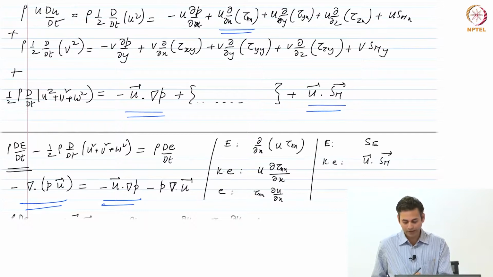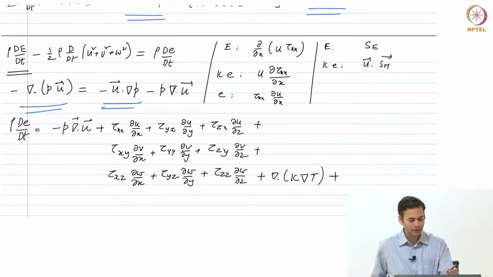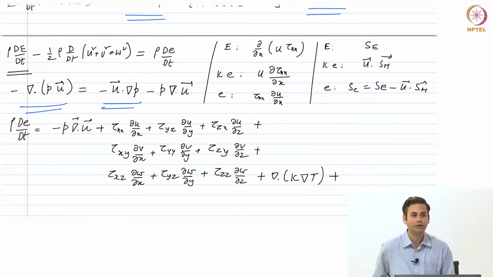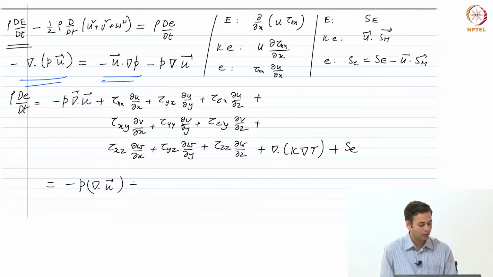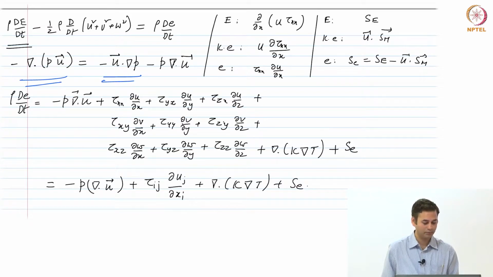Okay. So, now I define another new source term. That source term for little e, I would call S little e, which is nothing but S capital E minus u bar dot S_m bar, okay. I would just simply write it as S little e. Of course, this also can be simplified: minus p del dot u plus I can write this as tau ij partial u_j partial x_i plus del dot k grad T plus S little e, okay. That is a very simple equation, okay.